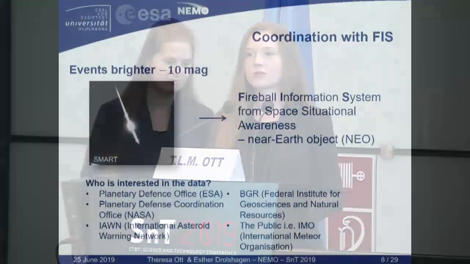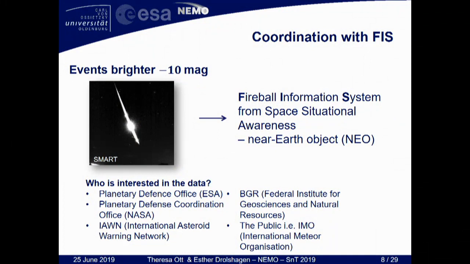And then there's the public. So we don't want to keep the information for ourselves. If there was an interesting object, and if we have fast information, then we also cooperate with the International Meteor Organization. So we have already written summaries, and then it's public, so people can see the results. We always try to compute a size or an energy of the fireball, or of the asteroid, if it was very bright and caused a lot of public attention.